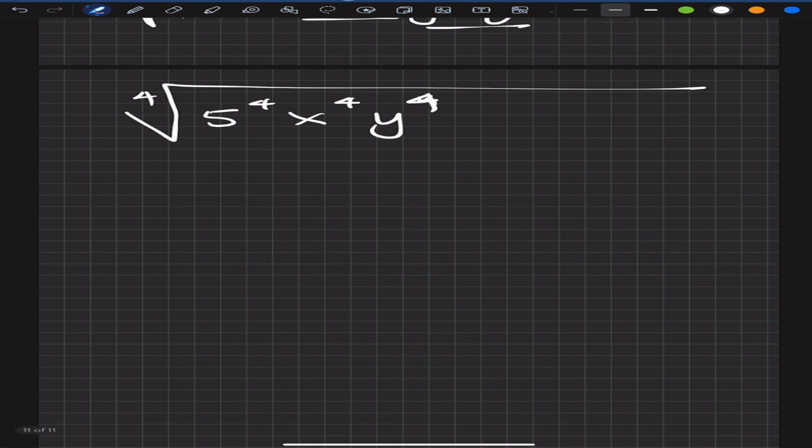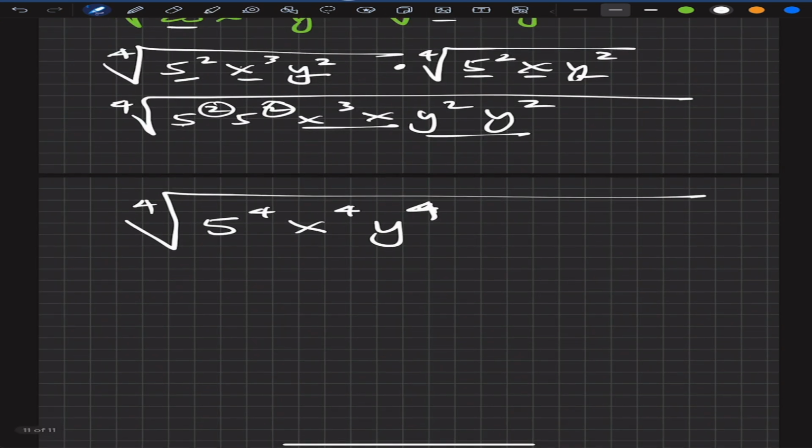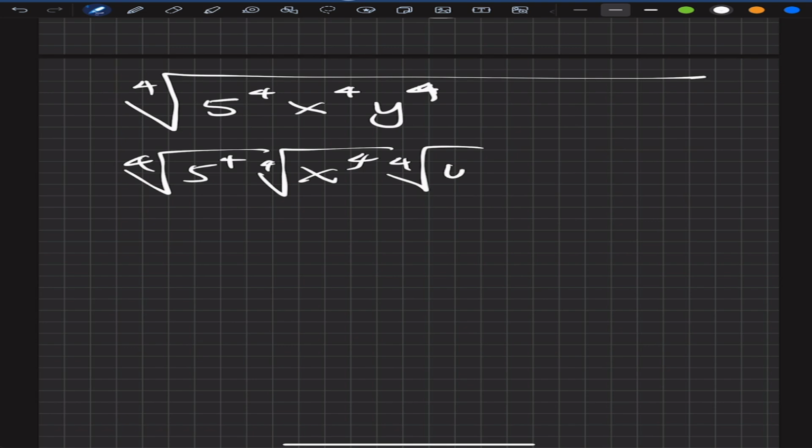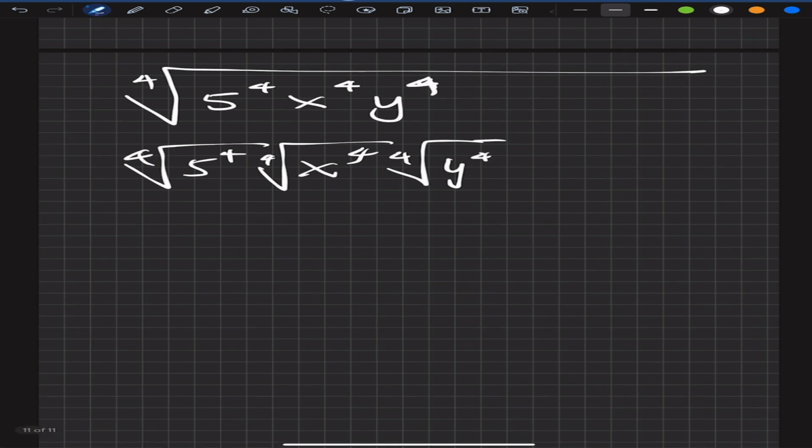So, when I could take this group and put them all together under there, I can also break them out or split them up if you wish. I can think of this like this. I can think of this like this, fourth root. I can think of this fourth root as y to the 4th. And so this becomes a 5, this becomes an x, and this just becomes a y. So hopefully that is helpful, albeit long.